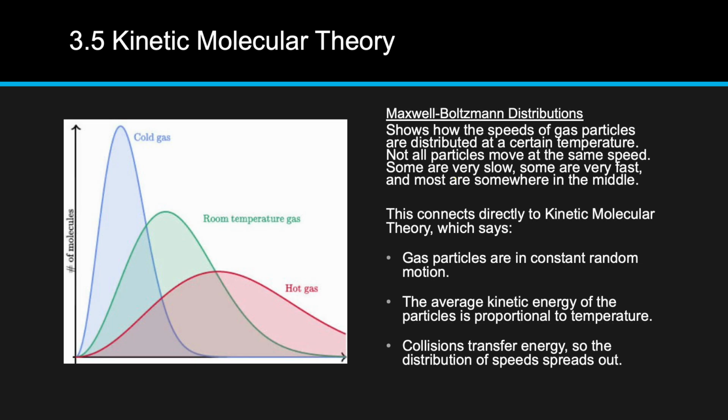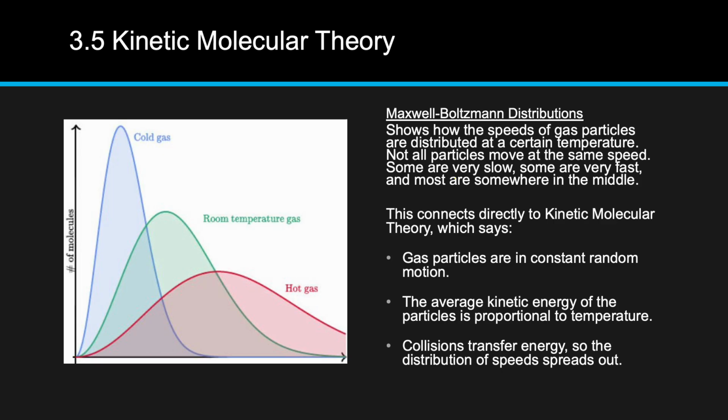So not all gas particles move at the same speed. Some are moving really fast, some are moving slower, and some fall somewhere in the middle. The Maxwell-Boltzmann curve shows this distribution of speeds. The peak of the curve is where most of the particles are moving, and the spread shows the range of particle speeds. I like to think of the area underneath as the amount of the total gas.